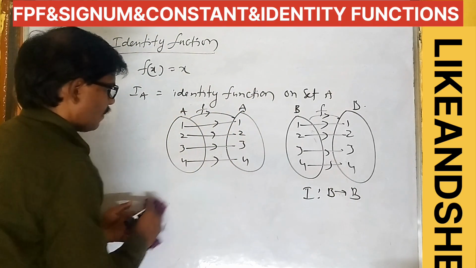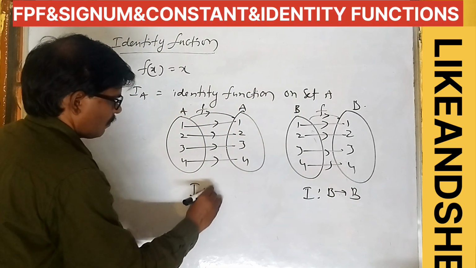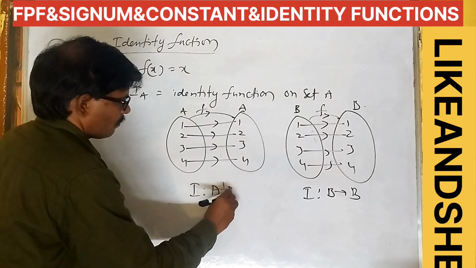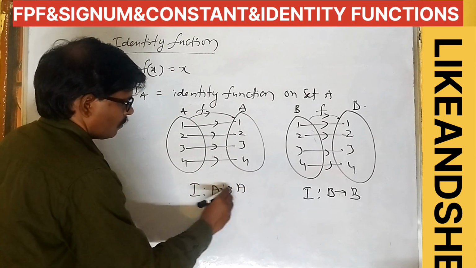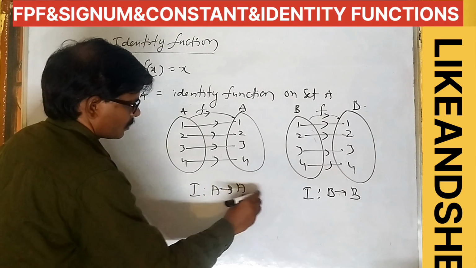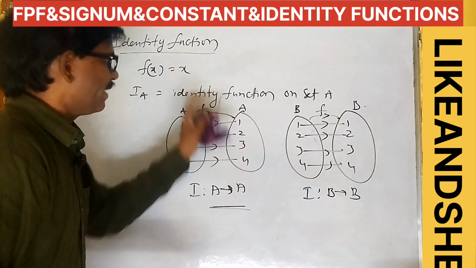Next, this is also I, the identity. I maps A to A. I maps A to A function is the identity function.